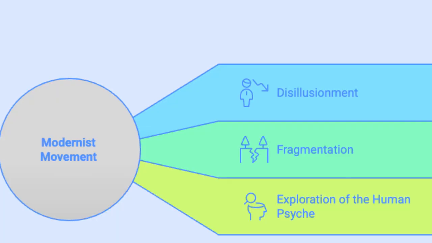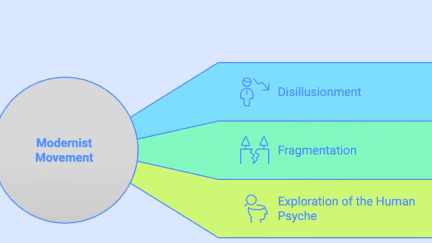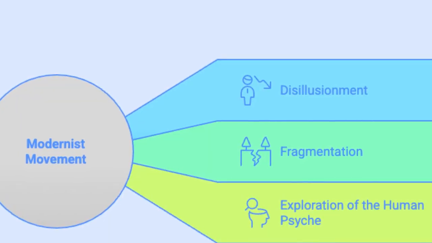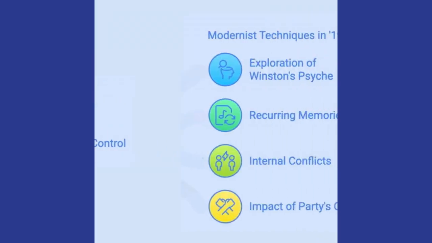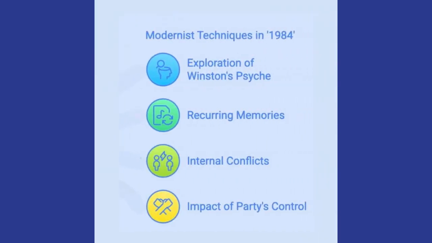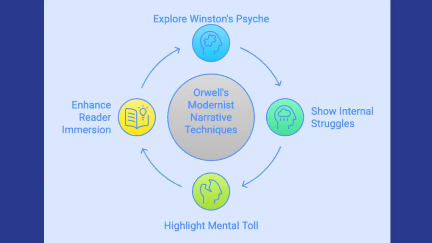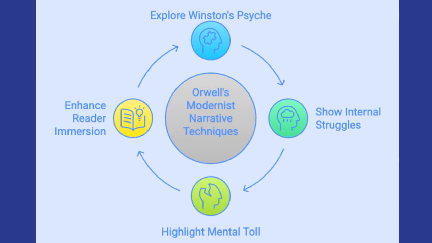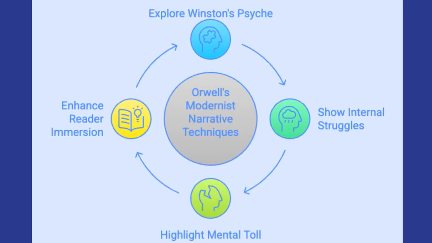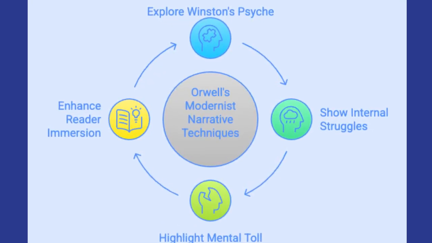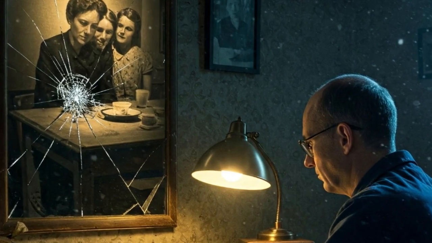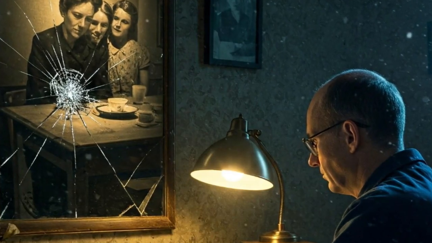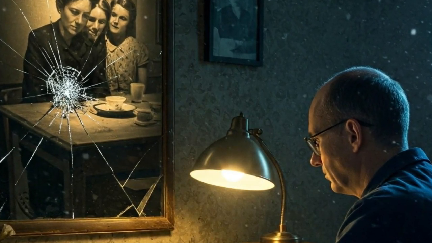growing rebellion. 1984 is deeply rooted in the modernist movement, which focuses on disillusionment, fragmentation, and the exploration of the human psyche. Orwell employs several modernist techniques to achieve this immersive experience. He delves into Winston's psyche, showing his internal struggles and the mental toll of living in a society where individuality is suppressed. For example, Winston's recurring memories of his mother and sister highlight his guilt and longing for a past where human connections were valued.